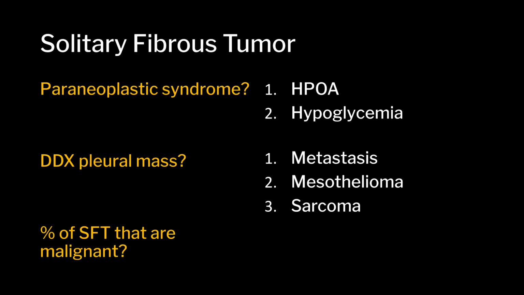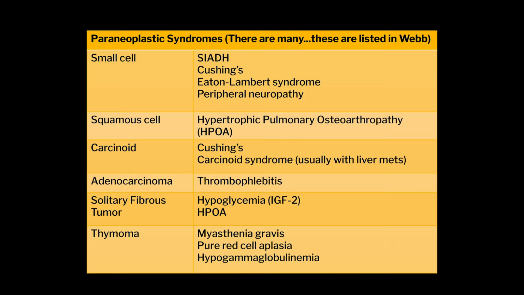This brings up an important point. There are many, many paraneoplastic syndromes that are associated with different tumors, but I think these are probably the ones that are fair game for a board review. These are the ones that are listed in the web book, so I think these are the ones to know.